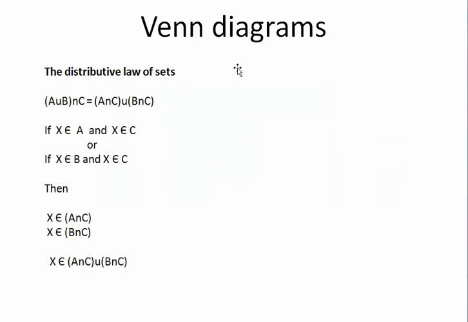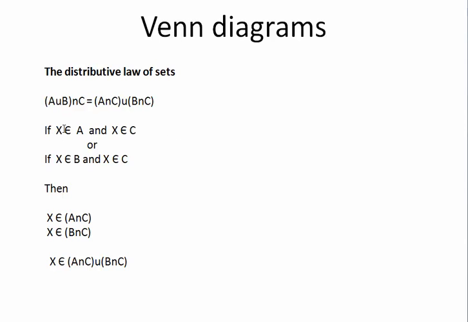There is a distributive law of sets, and one of the laws says that A union B, when it intersects with C, equals A intersection C union B intersection C. The proof of this, let's just go over that.